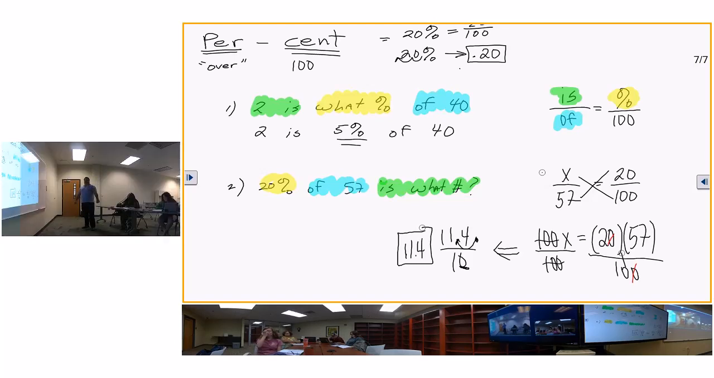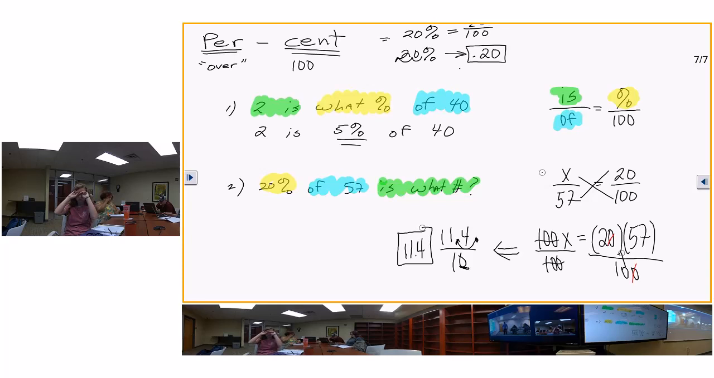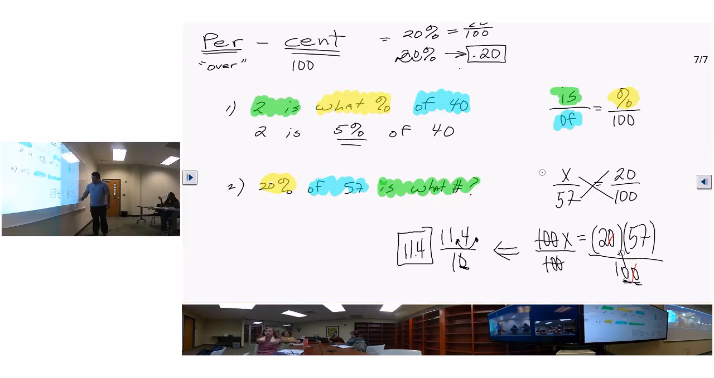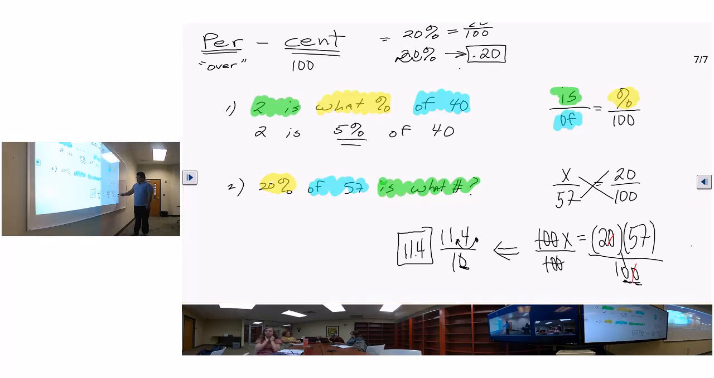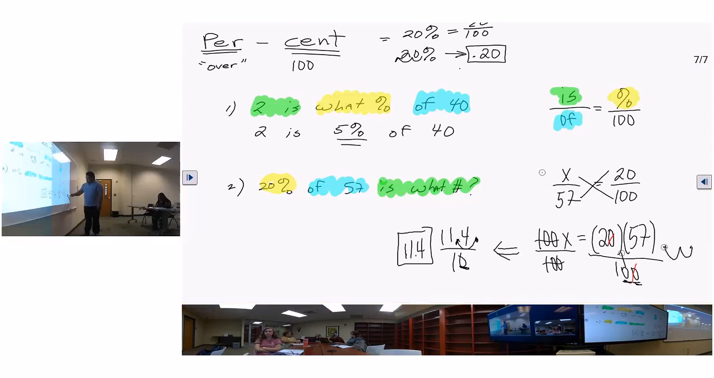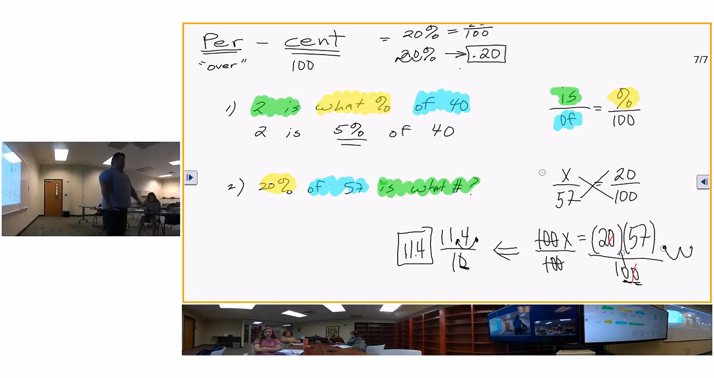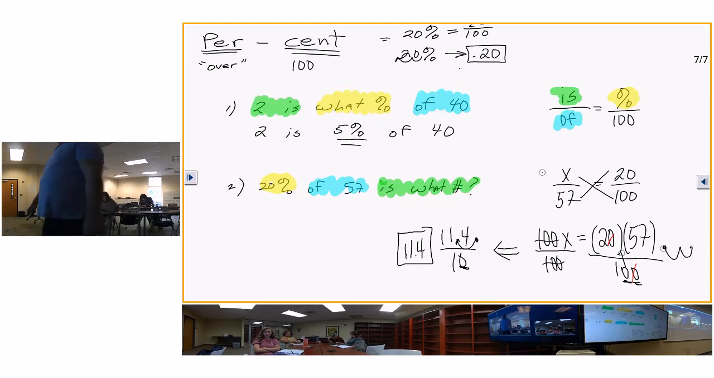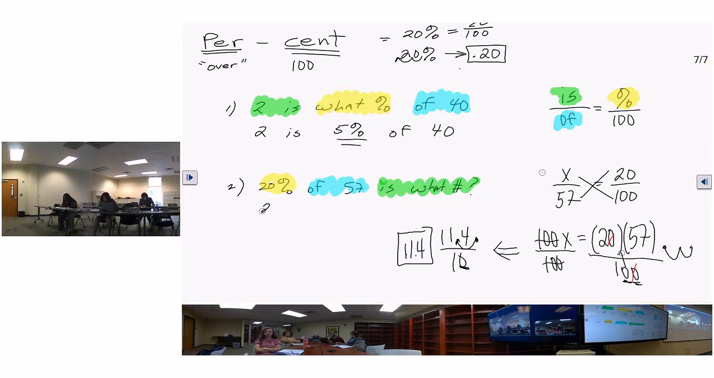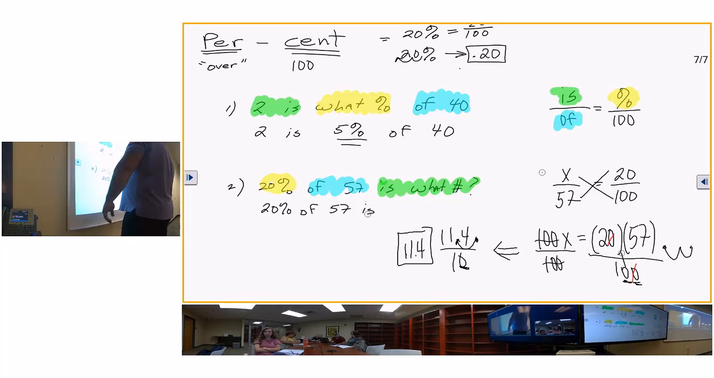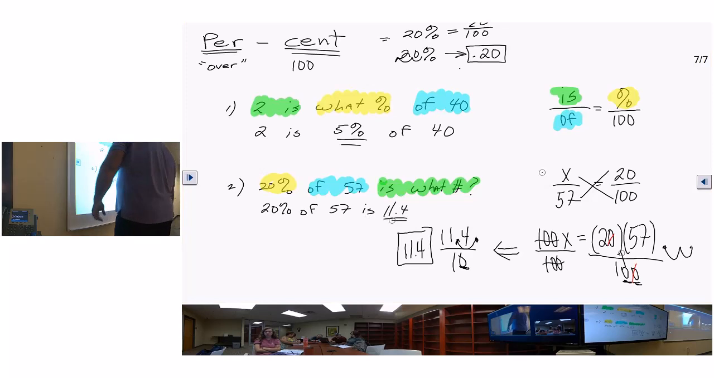So what I did was I didn't cancel out those zeros, and I got 1140, and you move it over 2 places. I divided by 100 and got the same answer. As long as you know how many places, here 2, whatever number you get here, you move the decimal 2 places. And that's how you divide by hundreds and tens. So that's 11.4. So you say to yourself, 20% of 57 is what? 11.4.